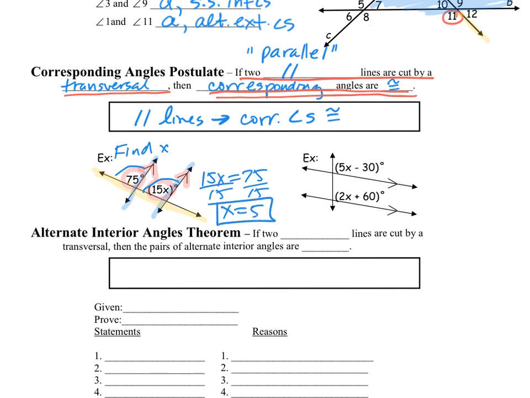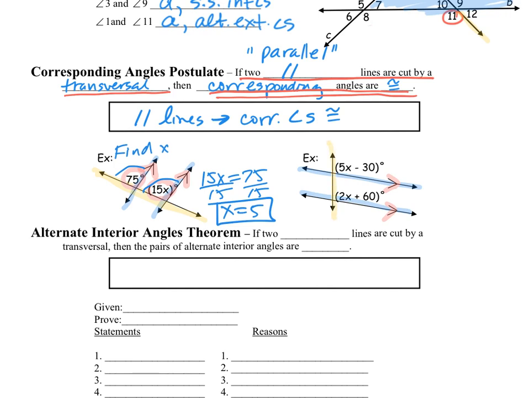Okay? In this next example, notice again that we have parallel lines. The reason why we know these blue lines are parallel is because you see these little arrows on the lines. So we're assuming that those lines are parallel. They're being cut by this yellow transversal.